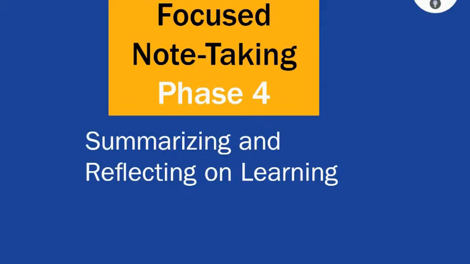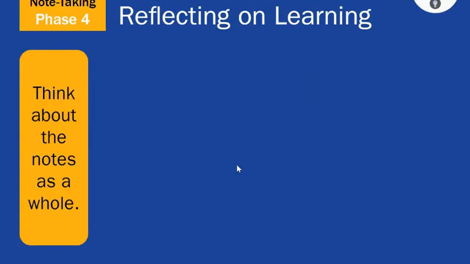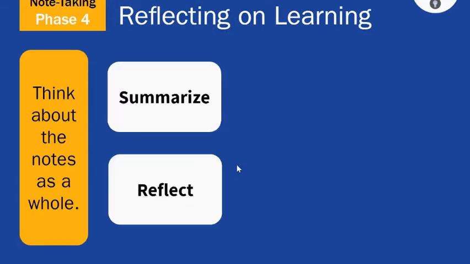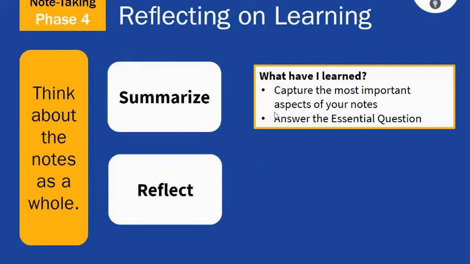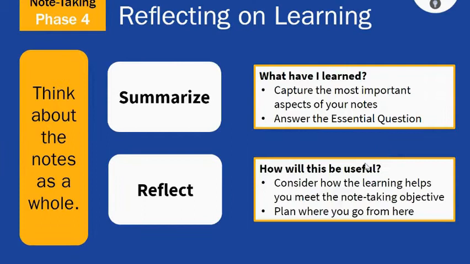Okay, so let's go ahead and talk about phase 4 of focus note taking, which is summarizing and reflecting on your learning. So basically, you're going to think about the notes as a whole. You'll summarize and reflect. You'll think about what have I learned and try to answer the essential question. You'll also think, how will this be useful? And consider how this is supposed to help you with the class and where you should go from here.